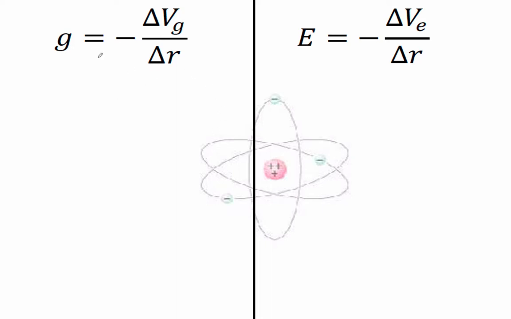All right, so take a second to look at this. These are the relationships between gravitational field strength, potential and distance, and electrical field strength, electrical potential and distance, right? There's a tricky little minus sign, which in general I ignore, but I'll show you where it comes from. It is actually a vector thing, and it's kind of cool.